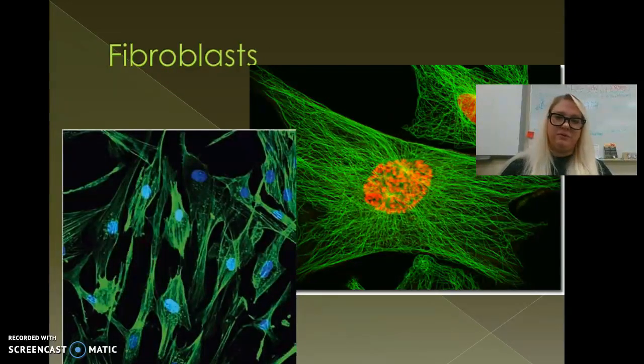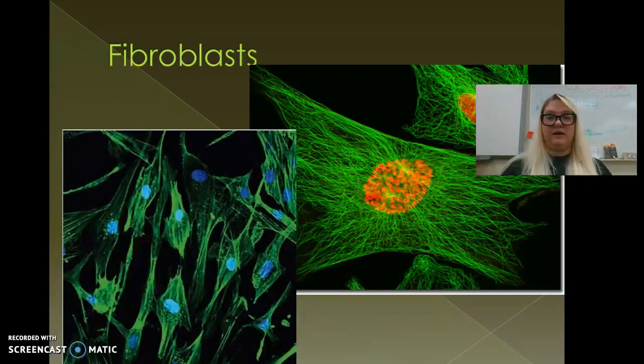Okay, next we have fibroblasts. Fibroblasts make up connective tissue, and connective tissue can be found pretty much all over your body. It covers organs to kind of hold them together. We also find it in tendons and ligaments that connect muscle to muscle, or muscle to bone and bone to bone. And really what these guys are is they're cells that secrete a lot of proteins, because proteins are what make connective tissue really strong.